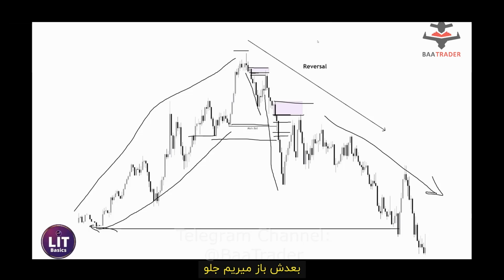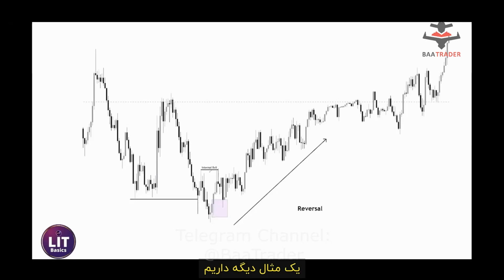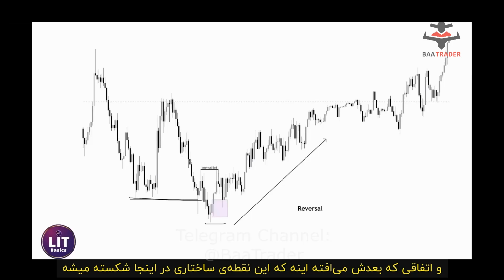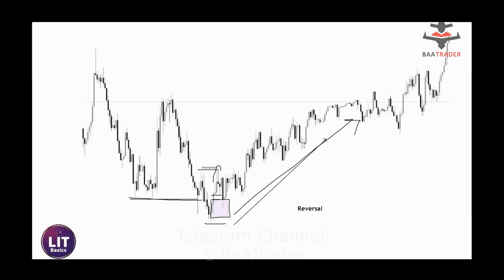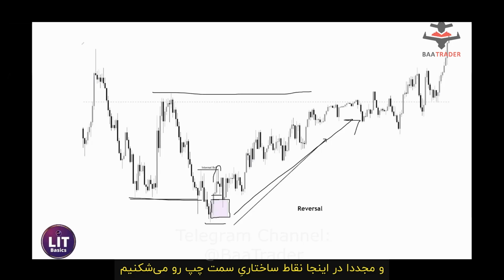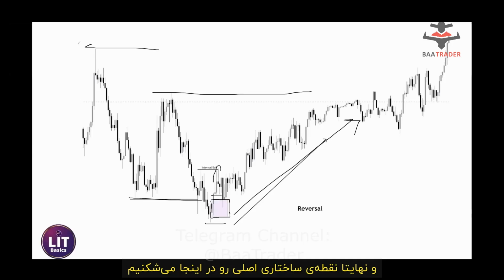Then what we have going forwards is another example. So what we have here is essentially liquidity being broken to the downside. We have our inducement, and then what happens is this structure point here is broken. So we have our break of structure there. And then we have our imbalances from there to there into our POI over here. And then we get our reversal over here, again taking out structure points here to the left, and ultimately the main one over here.